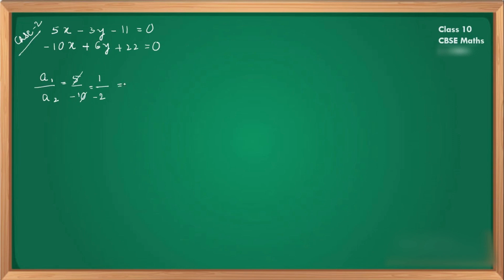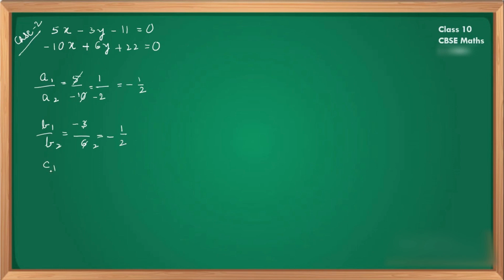This also can be written as minus of. Remember this, whenever a minus sign is on the top or bottom, you can write the minus in the center for easy calculation. Next is B1 by B2. What is B1? It is minus 3 and B2 is 6. When you simplify, you get 3 into 1, 3 into 2, so again minus 1 by 2.